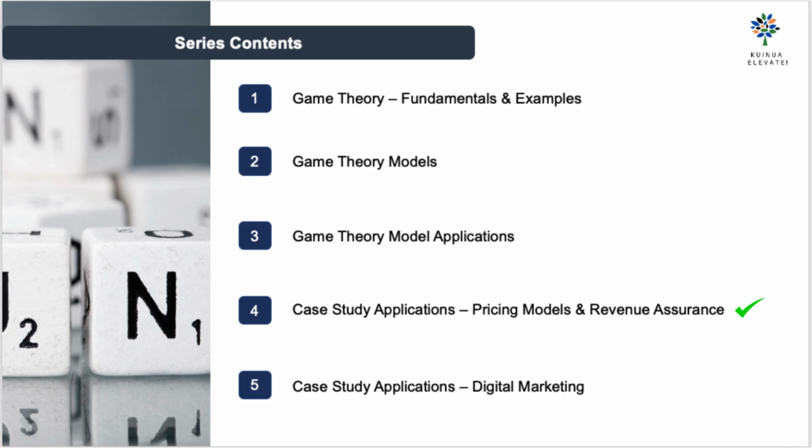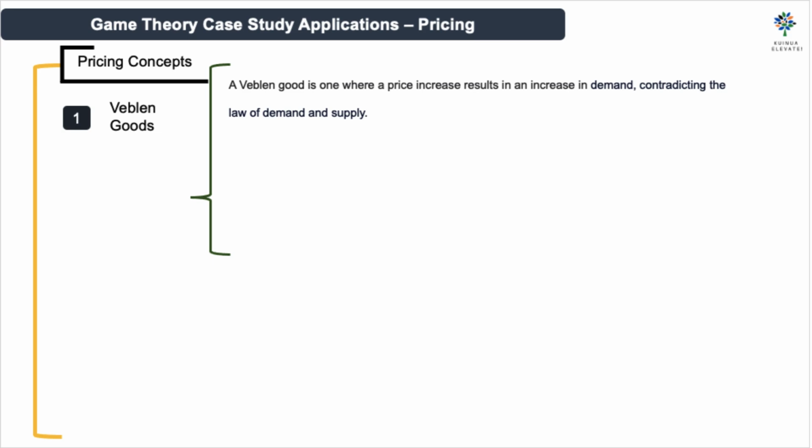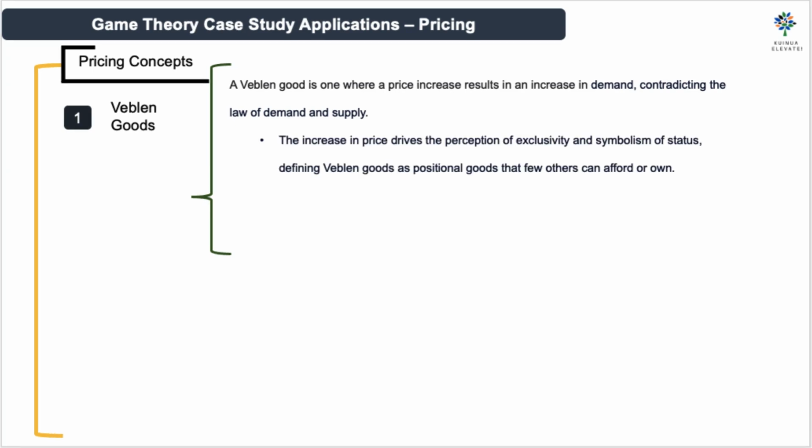Let's get going. We start with going through a few key pricing concepts, the first of which is the concept of Veblen goods. The fundamental characteristic of Veblen goods is that demand for such goods increases as the price of such goods increases, thus defying or contradicting the law of demand and supply. Veblen goods are typically luxury goods that are perceived to be of high quality, exclusive, and demonstrate status on the part of the individual who possesses them.